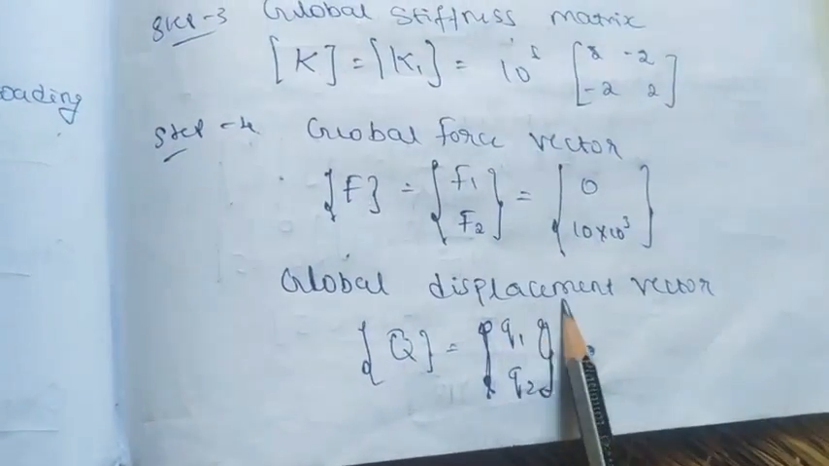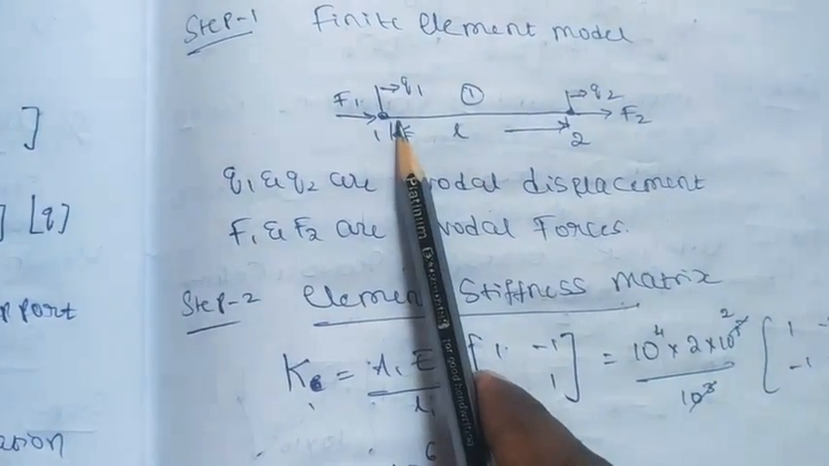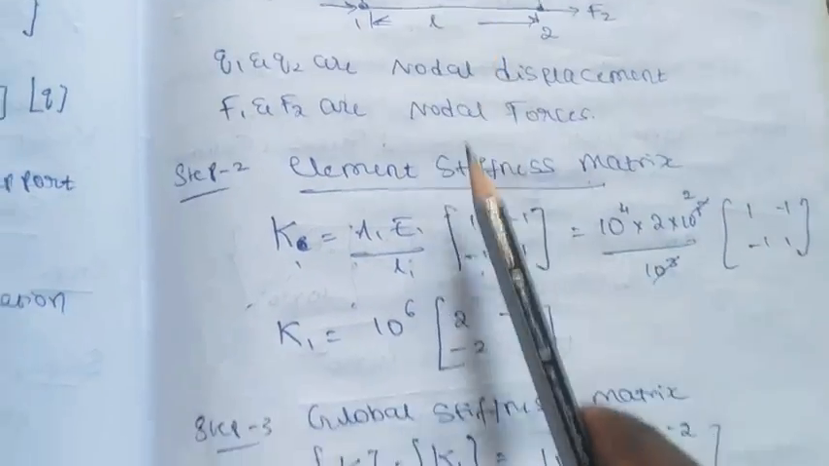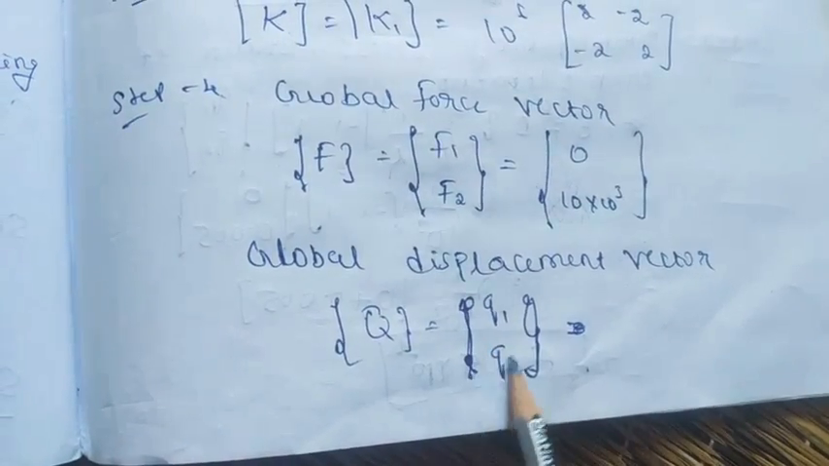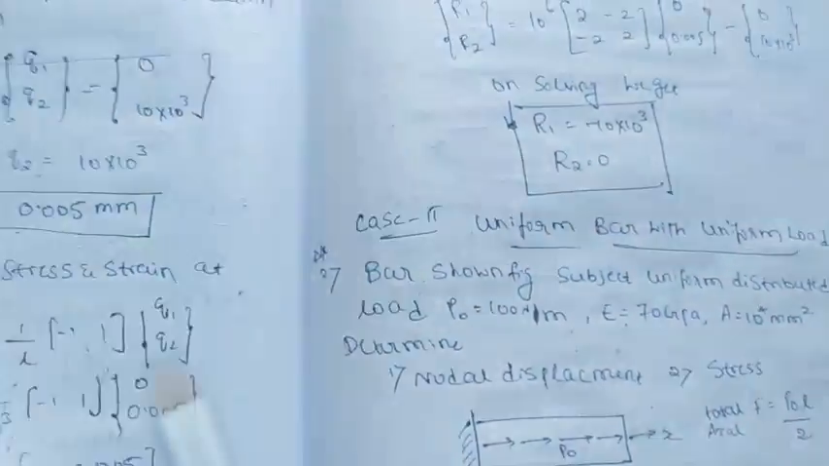Similarly, the global displacement vector is capital Q. So how many nodal displacements are there? There are only 2, Q1 and Q2. We write Q1, Q2 as a column matrix in square brackets. Therefore, only Q1 and Q2 we need to find. Let us keep it like that.